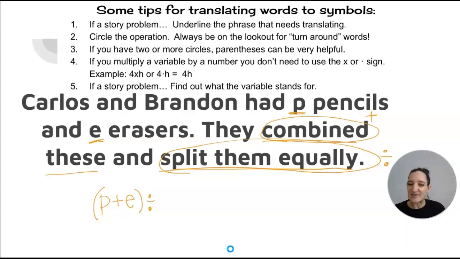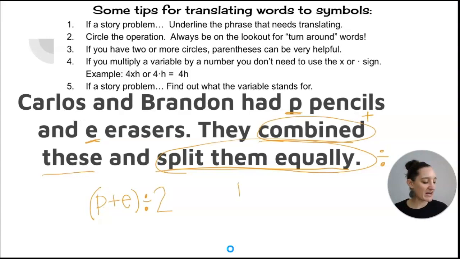And how many did they split them equally between? There's just Carlos and Brandon. So I'm going to divide it by 2. So that's one way we could write it. We could also write it like this: combine the pencils and erasers and then split them equally between the two of them.